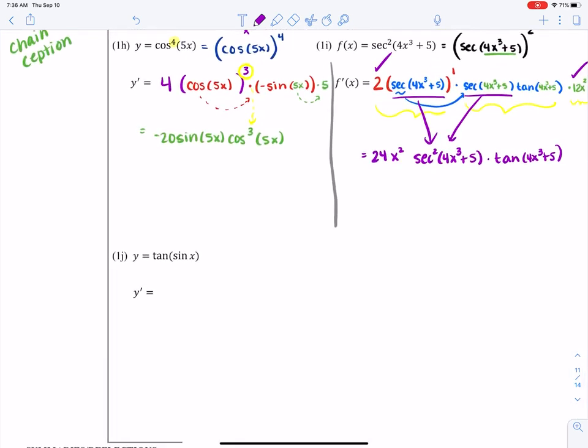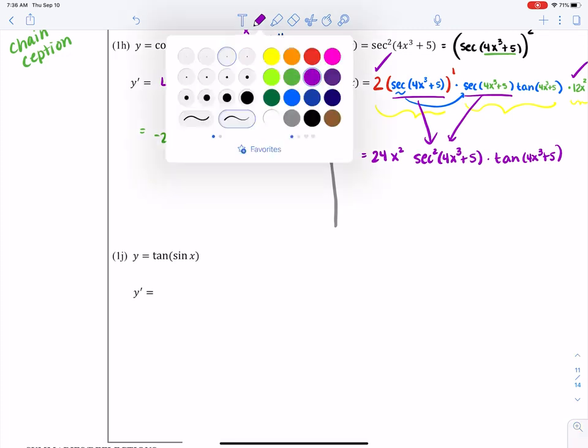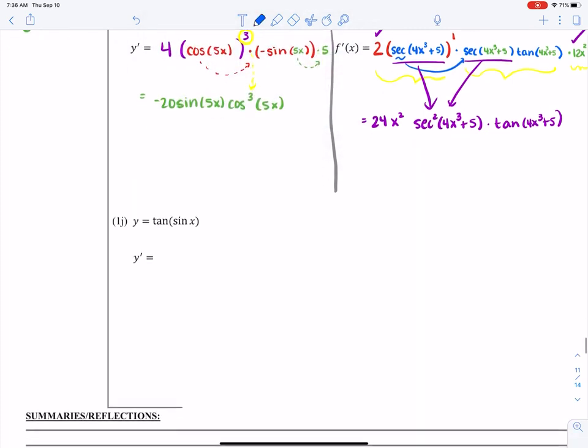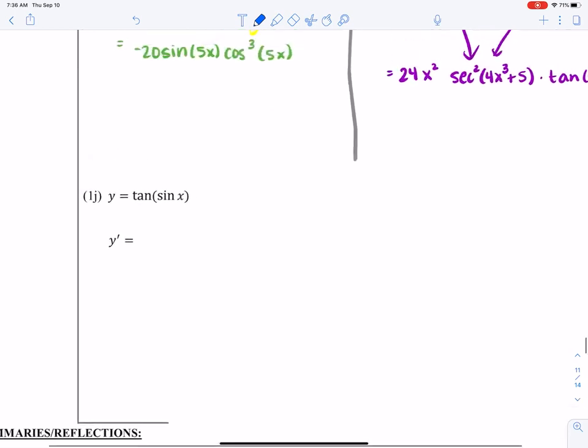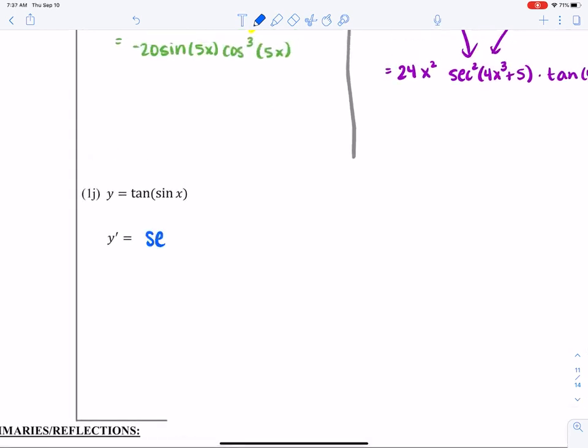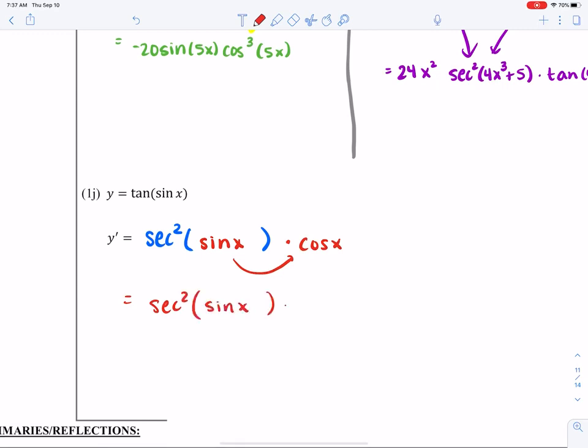I've got a sine function inside of a tangent function. Remember, one layer at a time, one layer at a time. So we're going to take the derivative of tangent first. The derivative of tangent is going to be secant squared of stuff. Your stuff needs to stay sine x. Then we execute our chain rule, take the derivative of sine, and we get cosine. So my answer is secant squared of sine x multiplied by cosine x, and that's where I'm going to stop.